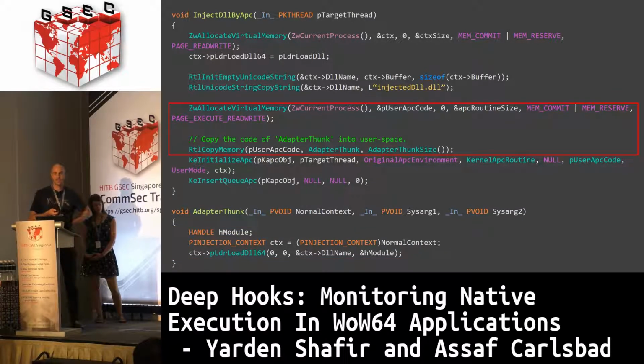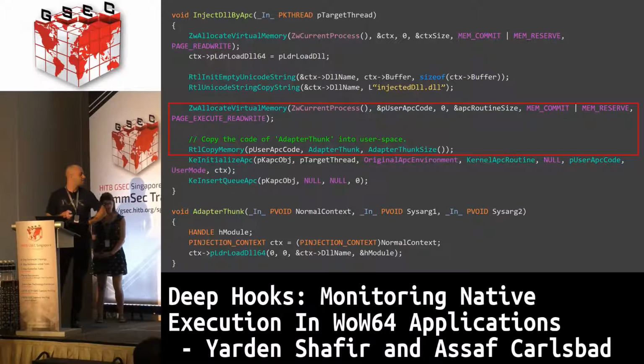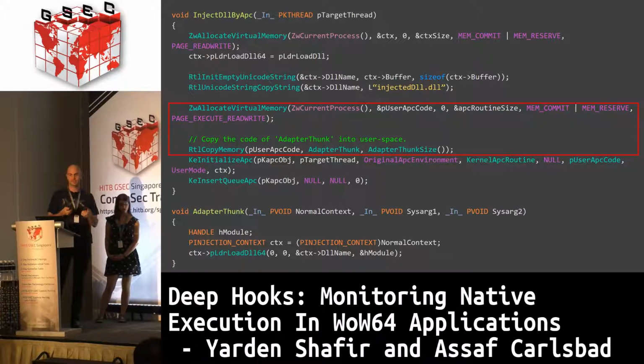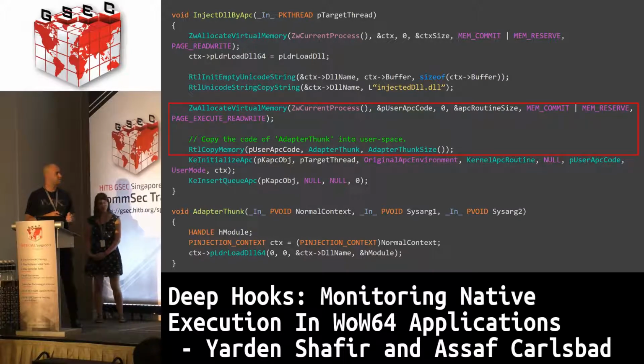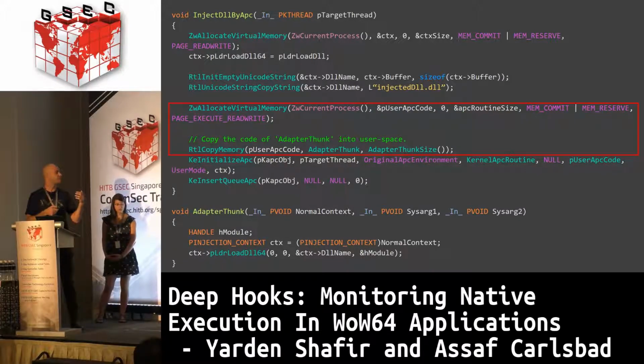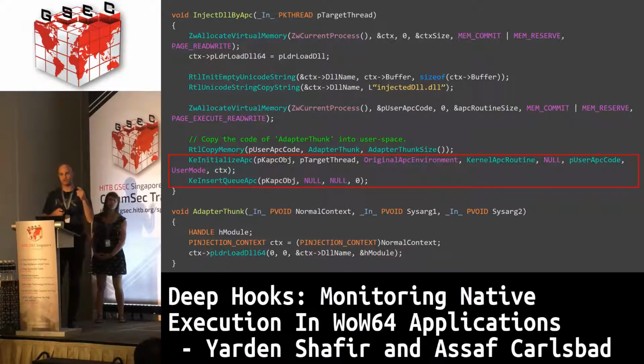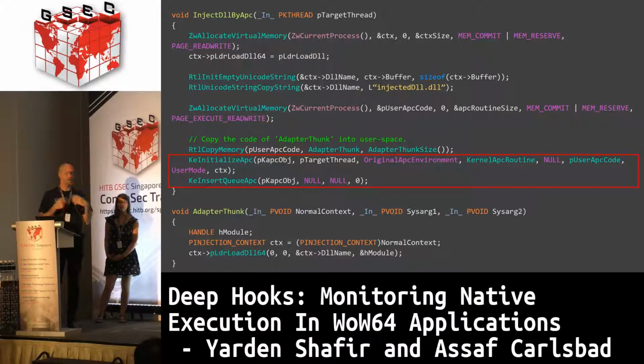Now, the type of the APC we are using is a user mode APC, which means the adapter func itself must reside in memory which is accessible to user space. So in order to make sure it does, we first have to allocate a user mode buffer which is both executable as well as writable. And after we get this buffer, we can simply copy into it the actual code bytes which comprise the adapter func. After we do this, we can simply initialize the APC object to point to the buffer we have allocated and queue it to the APC queue of the target thread.